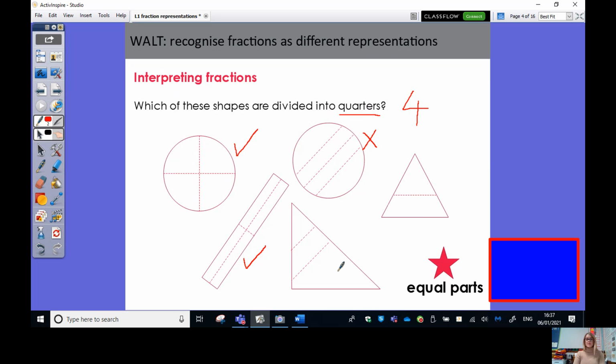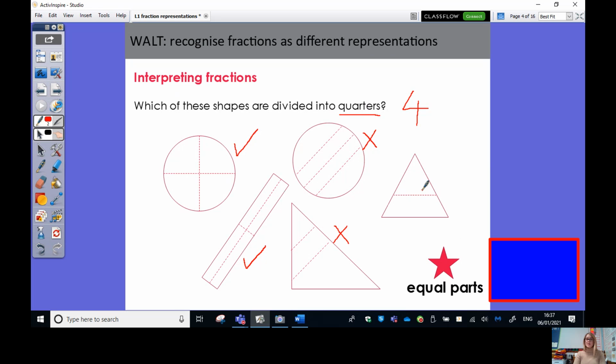Moving on to this triangle here. So I have 1, 2, 3. Ooh, so the parts are not equal, but it's also not 3 parts. That would be thirds if it was 3 parts, but these are not equal either. So this one is not split into quarters for sure.